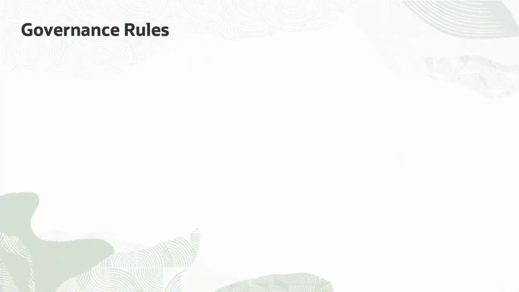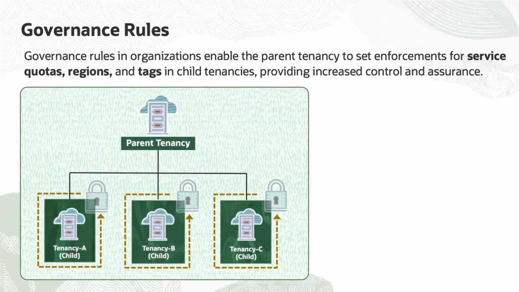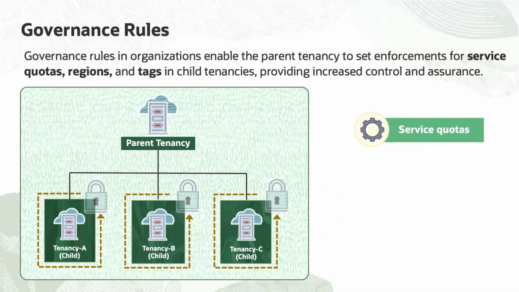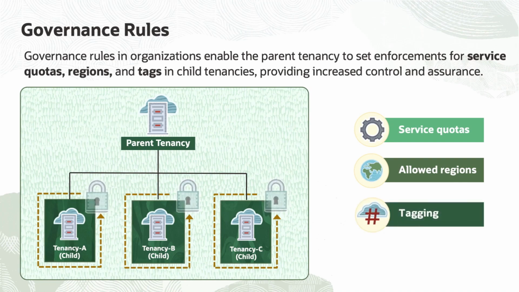As a parent in OCI Organization Management, you can set governance rules for tenancies within your organization. This means that you can enforce limits on the services a tenancy can use or limit the number of resources within a service. You can also set an allowed list of regions as permitted by your compliance standards. Additionally, you can create tag namespaces or define default tags to ensure consistent tagging.